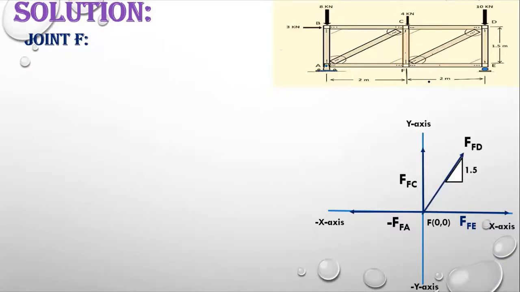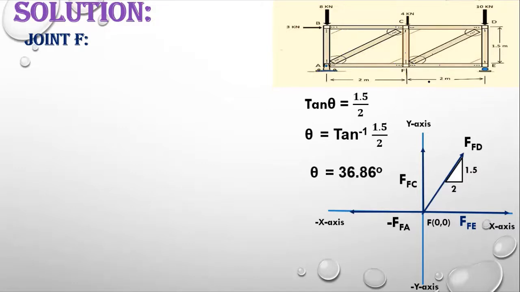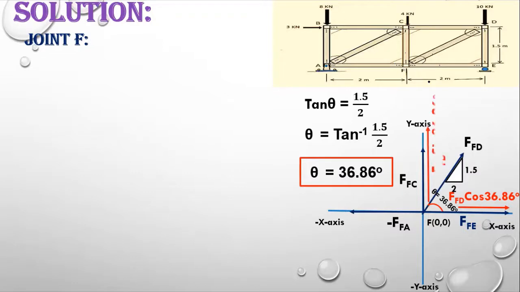So we have to draw the triangle over here. 1.5 is the perpendicular height, and the base is 2 meter. So the angle will remain the same. Tan theta equals 1.5 divided by 2, so theta equals tan inverse of 1.5 divided by 2. The theta comes out to be 36.86 degrees. So what I have to do is resolve FFD into its components: FFD cos 36.86 degree, and the vertical component is FFD sin 36.86 degree.